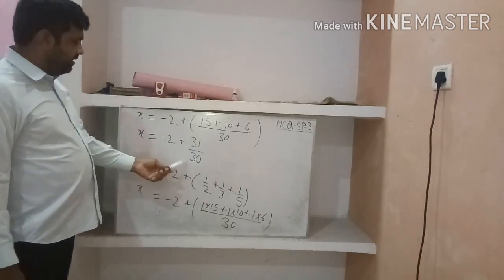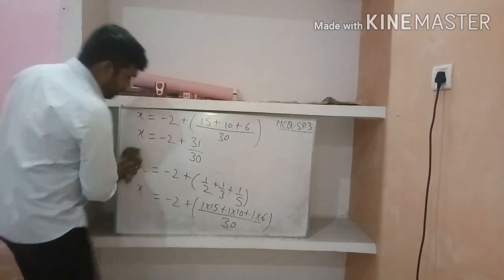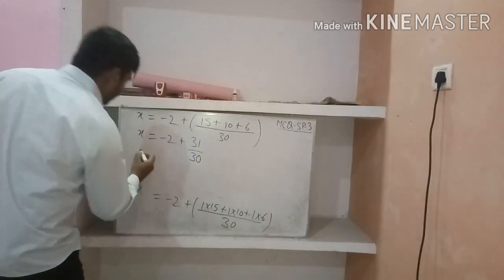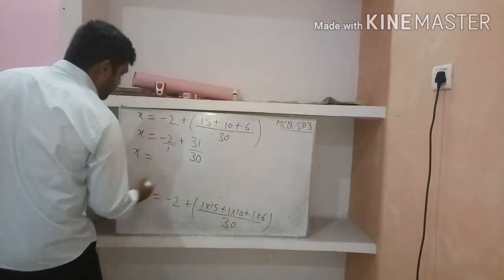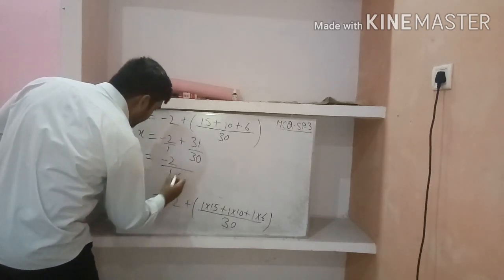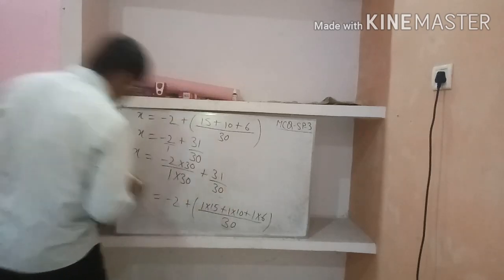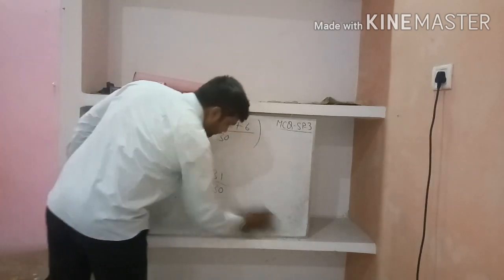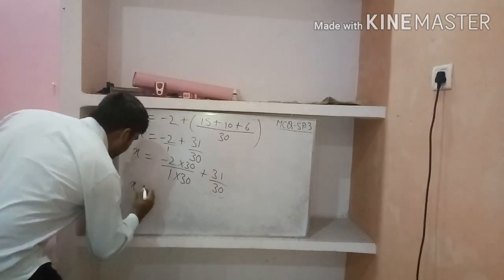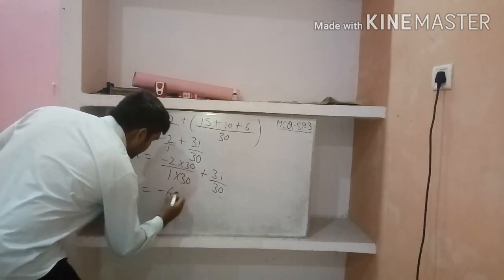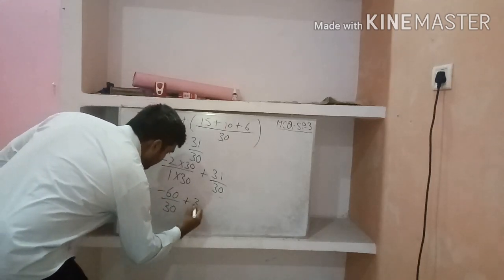Now again you take the LCM. Minus 2 can be written as minus 2 by 1. The LCM of 1 and 30 is 30. So what do you multiply 1 by to get 30? 30. So multiply the numerator also by 30, and we have 31 by 30. Now x equals 2 times 30 is 60, that is minus 60 by 30 plus 31 by 30.